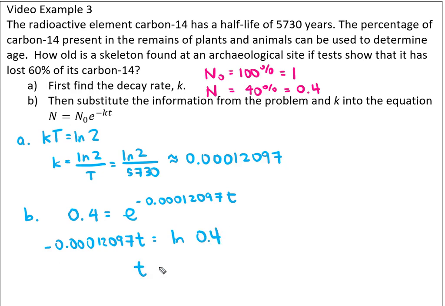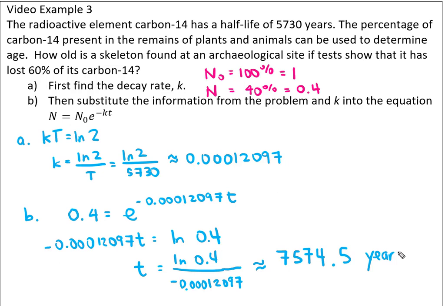And then solving for t, you're going to take natural log of 0.4 and divide by that negative 0.0001297. Let's let our calculator figure that out for us. We get 7574.5. And what number is this? If we look at this, this would be in years. So it would take approximately 7,574.5 years for it to decay this much.